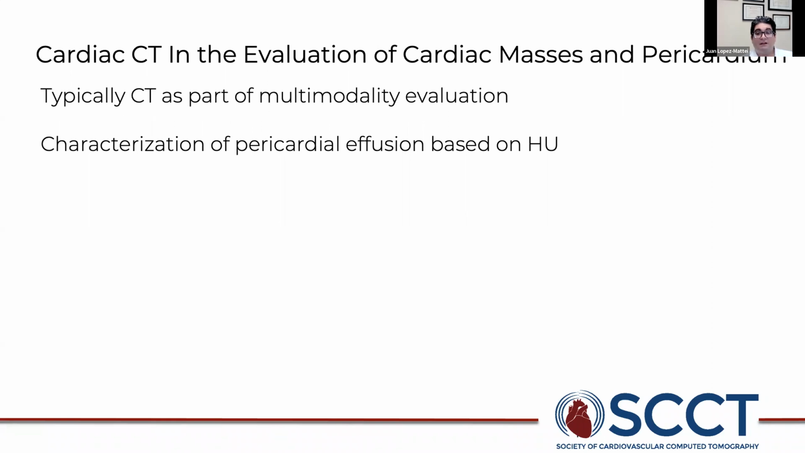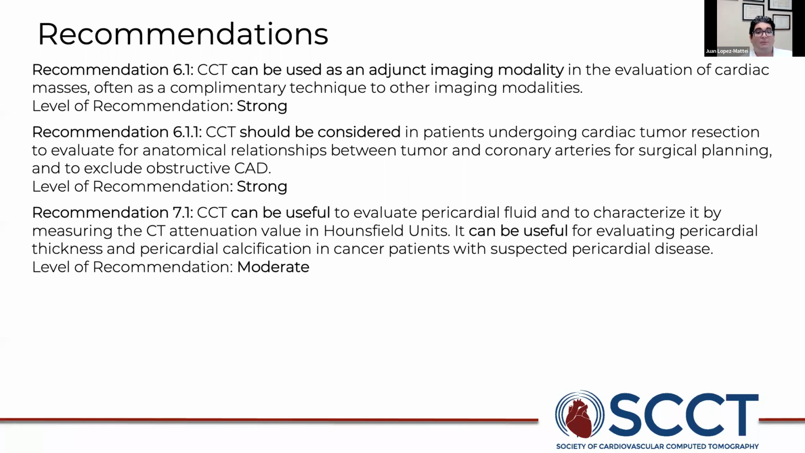So, cardiac CT in the evaluation of cardiac masses and pericardium. CT should be considered as part of a multimodality evaluation, especially in the patients that cannot get a cardiac MRI, or if there's calcification of masses and it is felt that CT will contribute more. And also some patients are claustrophobic and they cannot tolerate an MRI. A combination of cardiac CT and PET CT can help identify benign cardiac tumor and malignant cardiac tumor, and you can differentiate between both with a combination of cardiac CT and PET CT. These are the recommendations that are related to the previous slide.